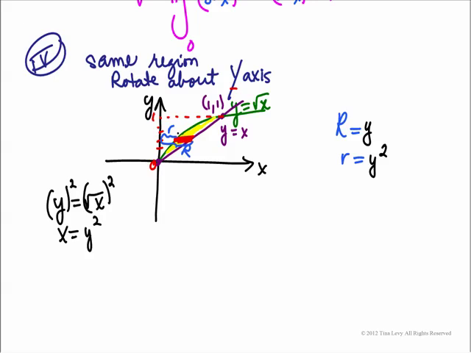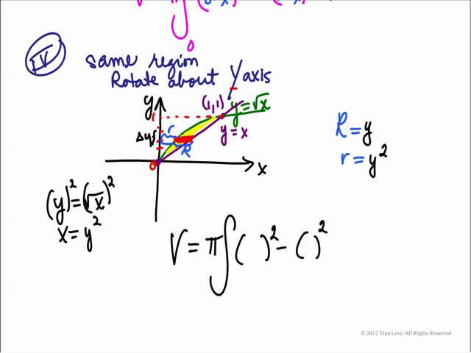Now, because it's a washer, because the rectangle isn't on the axis of rotation, we get volume is pi times the difference of squares. Only this time, because it was on the y-axis, it's delta y or dy here. Capital R is y, little r is y squared. And again, in this case, we're going from 0 to 1. I write etc. because the last step would be for you to do the algebra and get the antiderivative.